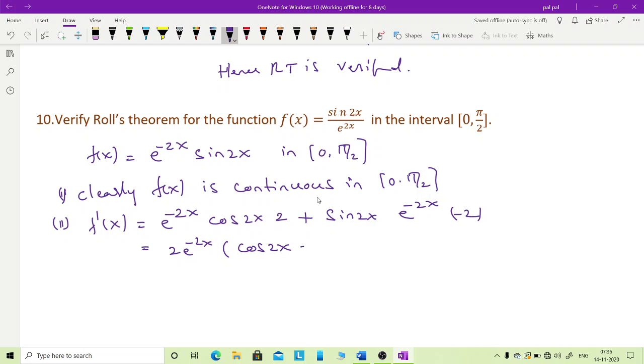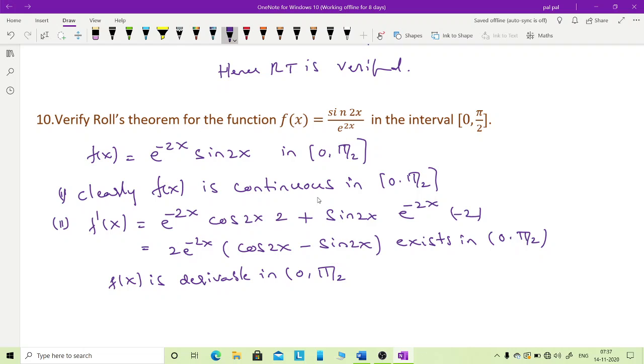It is cos 2x minus sin 2x. This is f dash of x. So f dash of x exists in 0 to pi by 2 because for any value between 0 to pi by 2, it does not assume infinity or an indeterminate form. So it exists in 0 to pi by 2. So that means f of x is derivable, or differentiable, in the interval 0 to pi by 2.